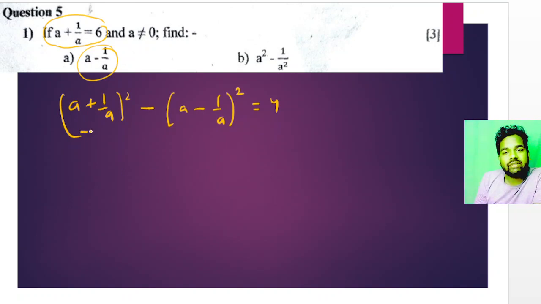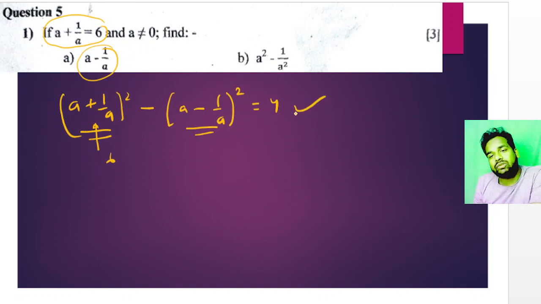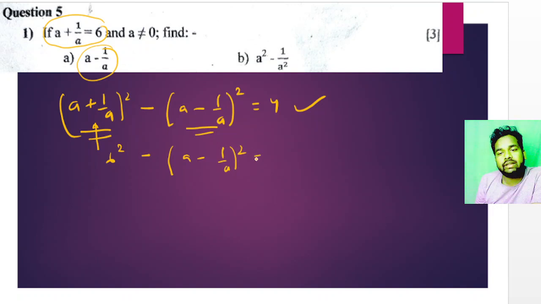Since the value of a plus 1 by a is already given, that is 6, and we are going to find the value of a minus 1 by a, from this formula we can solve a minus 1 by a. Now utilize this formula and put all the values that are given in this formula. So you can write a plus 1 by a as 6 square, minus a minus 1 by a the whole square is equal to 4.